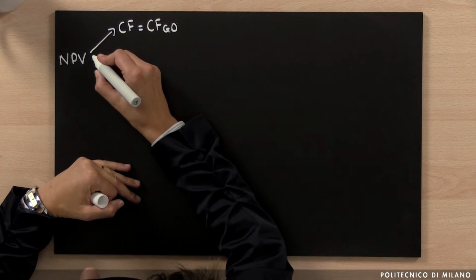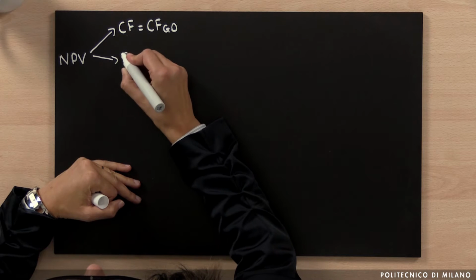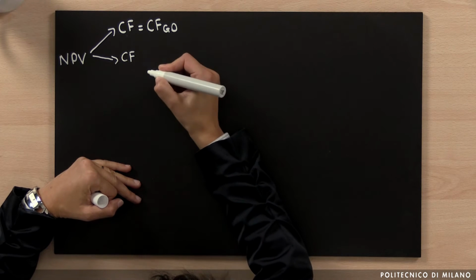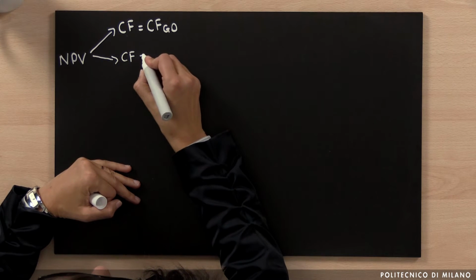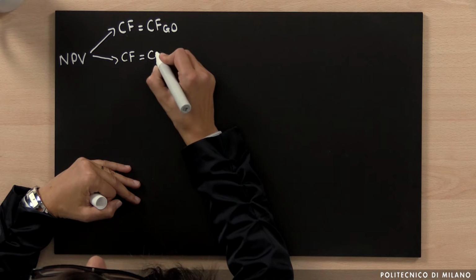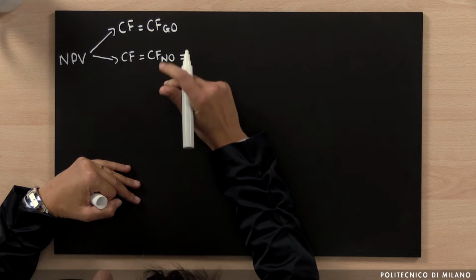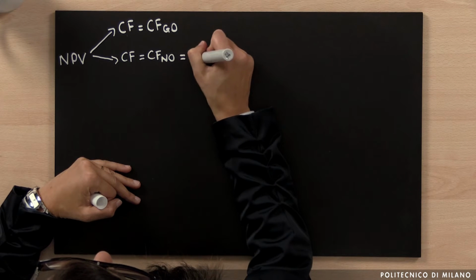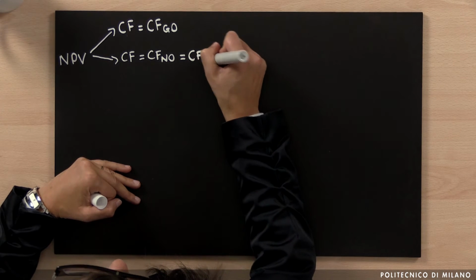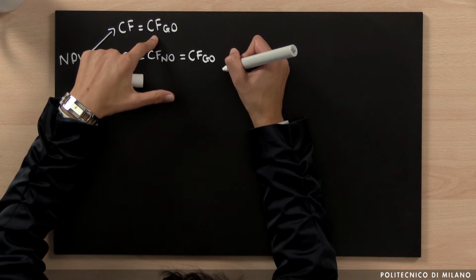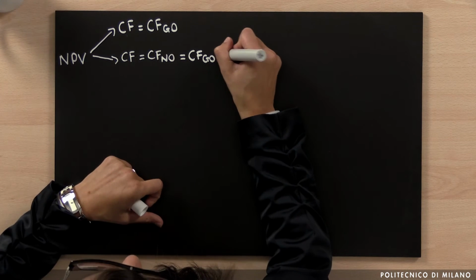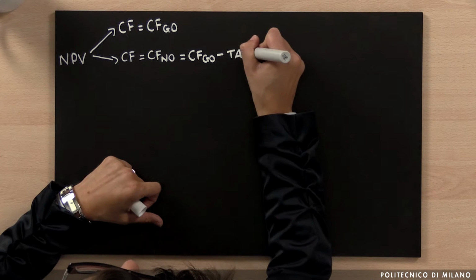Let's move now to what changes in our cash flow in the moment in which we are doing the evaluation by considering the taxation. In this case, our cash flow, in the moment in which we include taxes, will be the cash flow net operating, where the cash flow net operating equals the cash flow gross operating, so basically what we used to do in the traditional formula, minus the taxes.